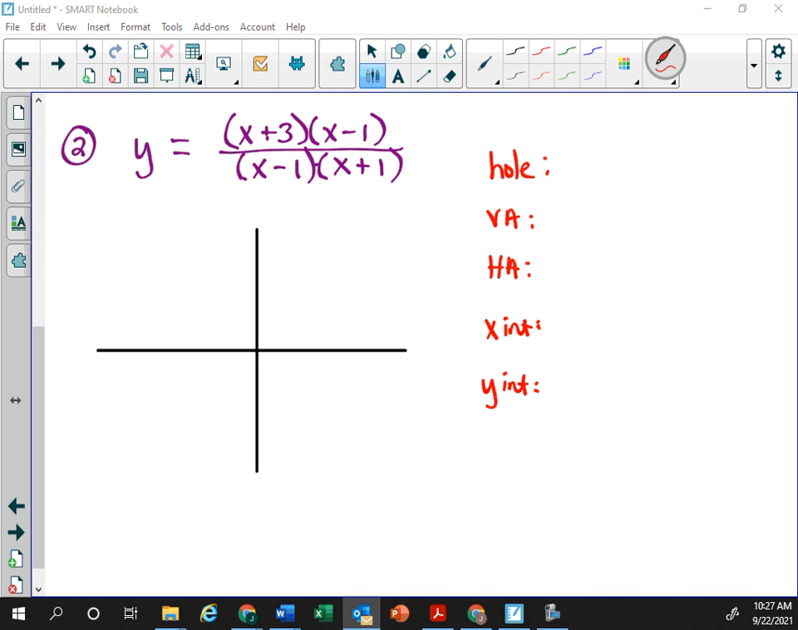You cancel it out, and then the X part's easy. You have to find the Y part. Does anybody know how to find the Y part of your hole? Plug it into what's left. Like you've canceled out those two factors, plug it into the remaining factors, and then you'll get your Y.